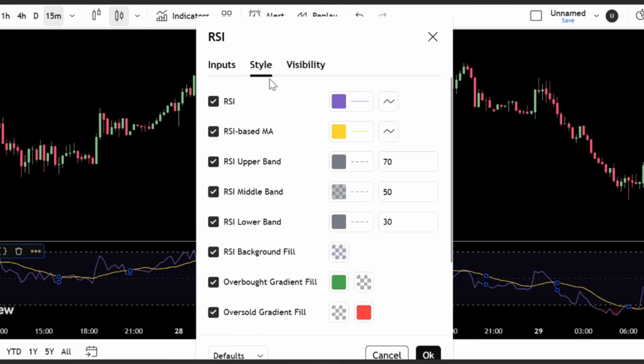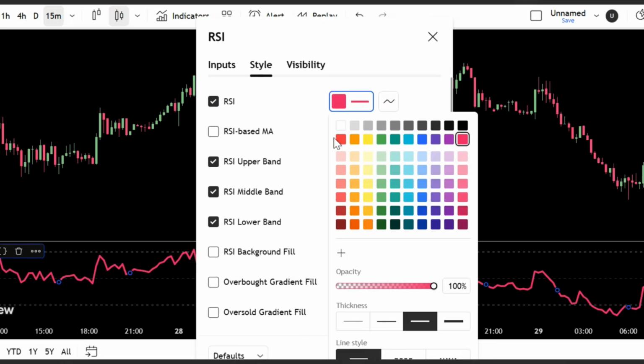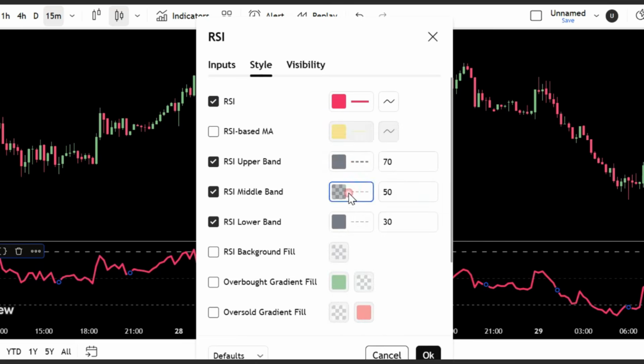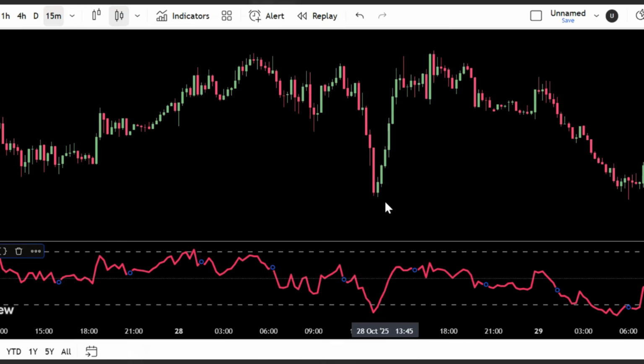Next, go to the Style tab. Here we only need a few things: RSI, RSI upper band, RSI middle band, and RSI lower band. We don't need the rest of these options, just uncheck them. Now set the levels to 30, 50, and 70, changing the color of the RSI and the level lines to make them more visible and make them a bit thicker so they are easier to see on the chart. When you're done, click OK.